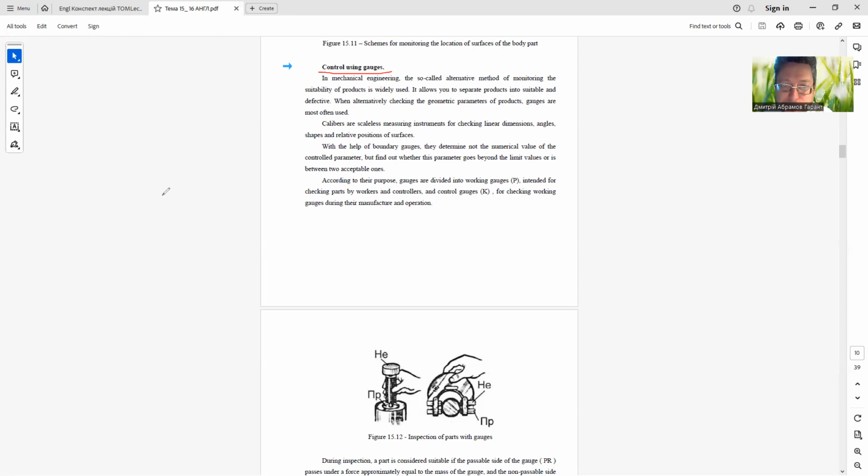According to their purpose, gauges are divided into working gauges, intended for checking parts by workers, and control gauges for checking working gauges during their manufacture and operation.